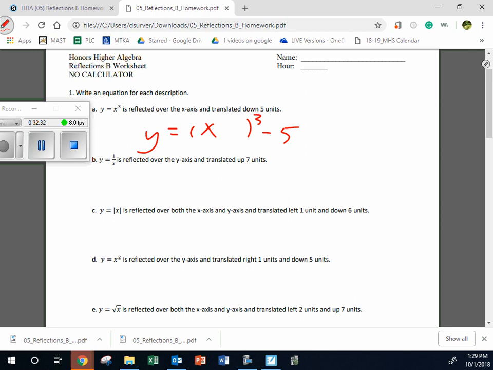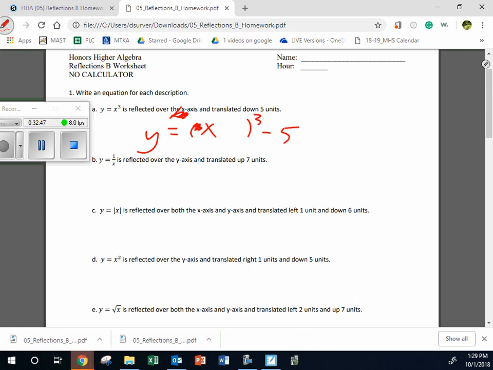Reflected over the x-axis. Which one's that? Is that vertical or horizontal? It's the only thing you've got to figure out, because if it's vertical, it'll be on the outside, right? If it's horizontal, it'll be on the inside. So what is the x-axis?